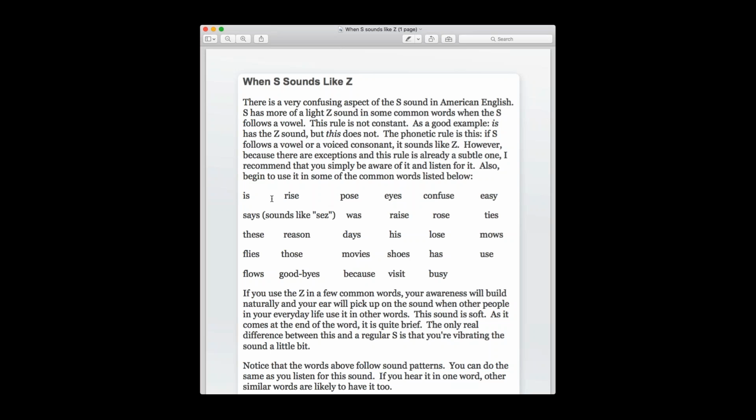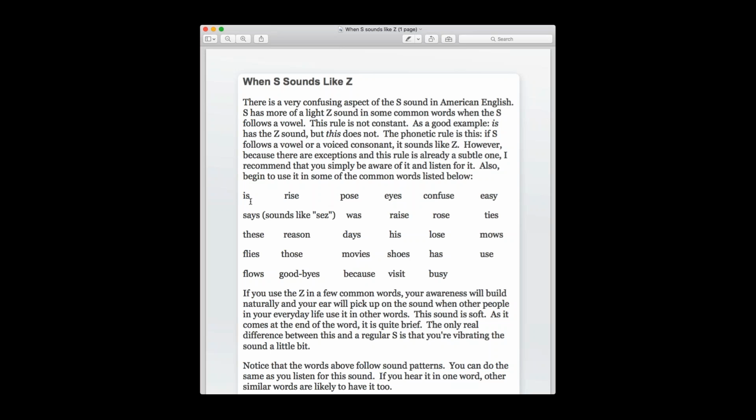Okay, let me hear you read some of these words so that I can hear if you're getting that Z sound in there. Sometimes I think I make it too strong. The idea is that when S sounds like Z, it's mild, not a strong Z. So: is, rise, pose, eyes, confuse, easy, this, was.